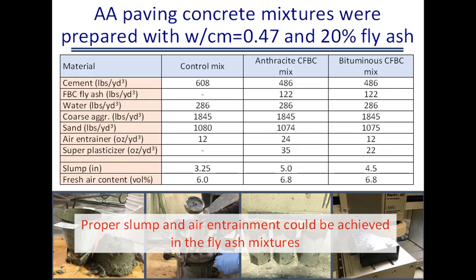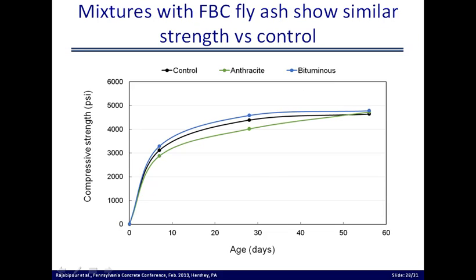Next slide shows the compressive strength of the three mixtures, where we see that both fly ash mixtures are within the range of the control mixture. They get better with age. At 56 days, essentially, they match the strength of the control. At 7 and 28 days, the anthracite fly ash is a little bit lower, and the bituminous fly ash is a little bit higher.